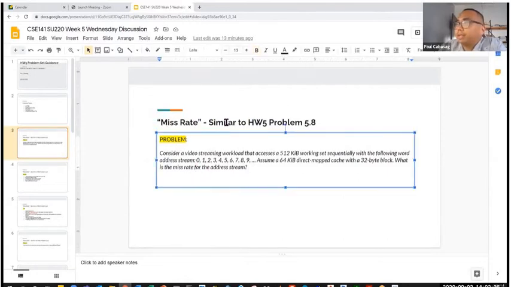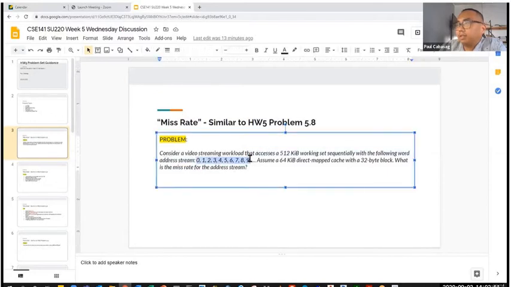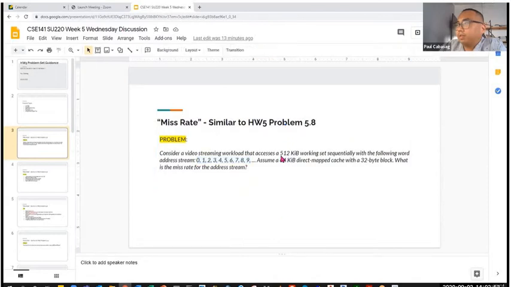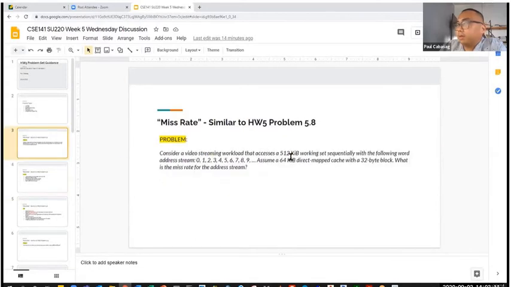So for miss rate, this is similar to homework 5, problem 5.8. This is the first one. This problem just asks, what is the miss rate for this given address stream? This is the exact question, but to help you guys know what to look for, I gave some guidance here. Some of the givens would be this video streaming workload access time, so it gives you that here.